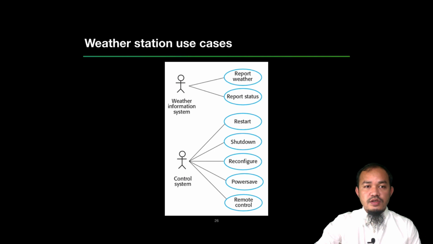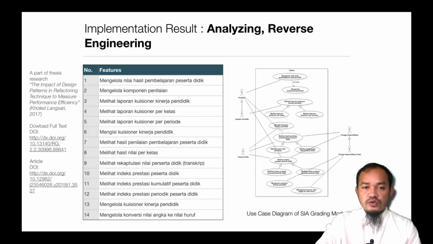If you look at this one, it is the weather station use case. This is the interaction of the weather station, explained by using the use case, that is the interaction of the people, the actor, with the use case. One person may interact with many use cases. For example, here we have report weather, report status, and so on, with two actors.